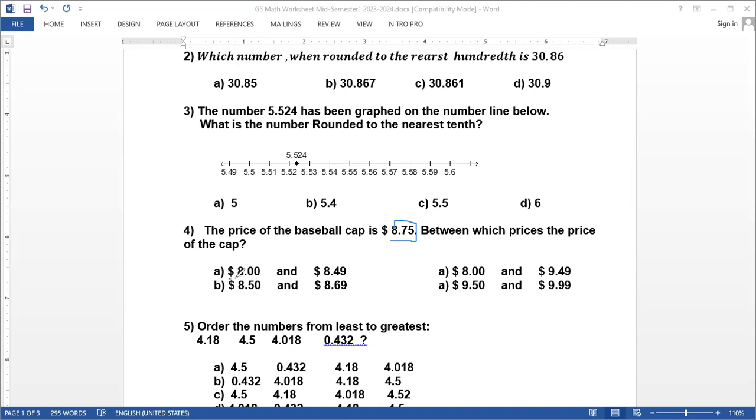Is it between 8 and 8.49? No, because both of them are less than 8.75. Is it between 8 and 9.49? It is between 8 and 9. It's already 8 point something, so it's between 8 and 9. So this will be the correct answer because here 8.75, and here the number which is less than it is 8 and here is 9 point something. So the answer is this answer.